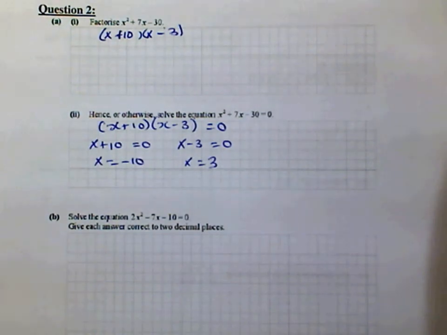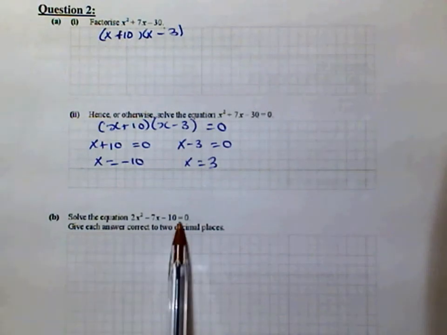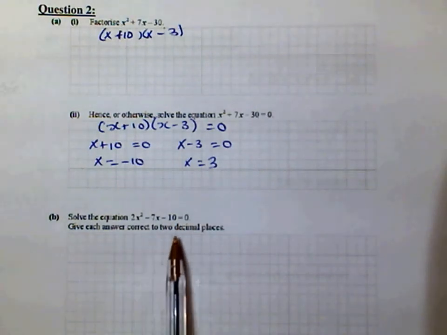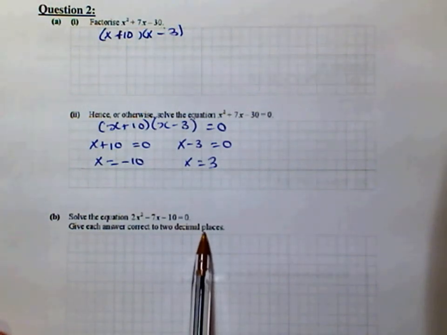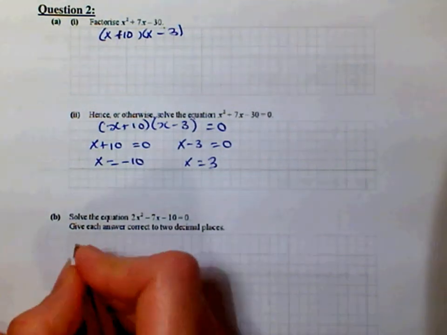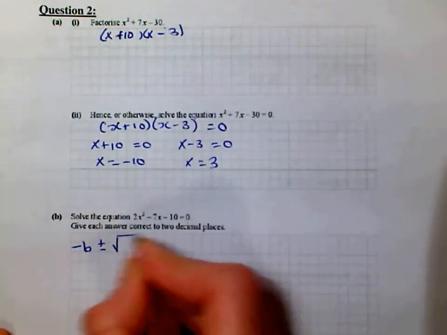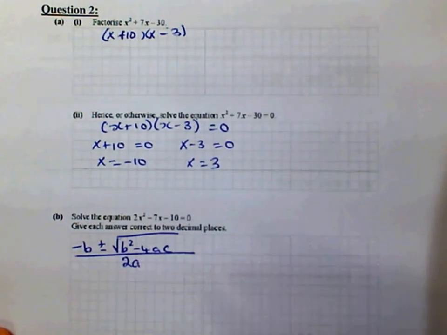In part B of the question, you're given a quadratic equation and you're told solve it and give each answer correct to 2 decimal places. Now the 2 decimal places is a hint that you're going to have to use the quadratic formula. So minus b plus or minus the square root of b squared minus 4ac, the whole thing divided by 2a.